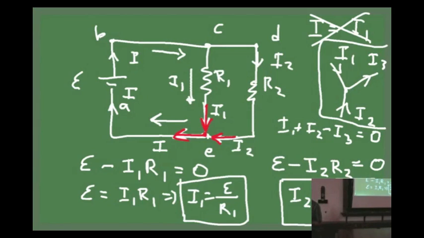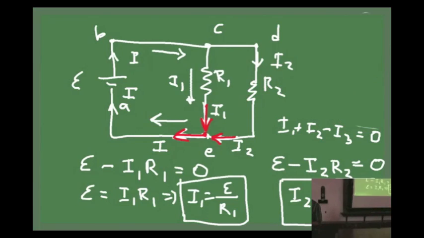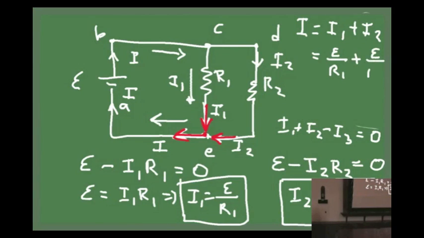This is I1 and this one is I2. So the final calculation says that the current is going to be equal to I1 plus I2, and we just calculated how much each one of those is. So we have epsilon divided by R1 plus epsilon divided by R2. So now we know the net current flowing in the circuit.